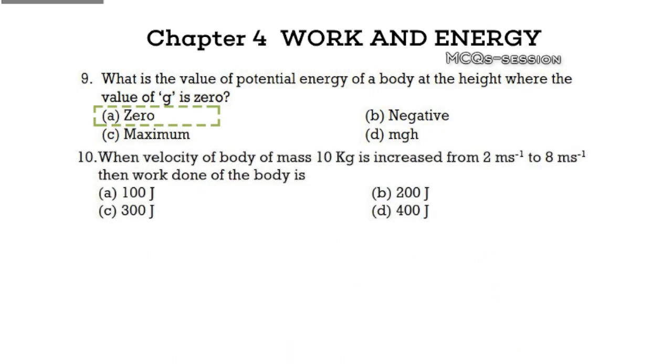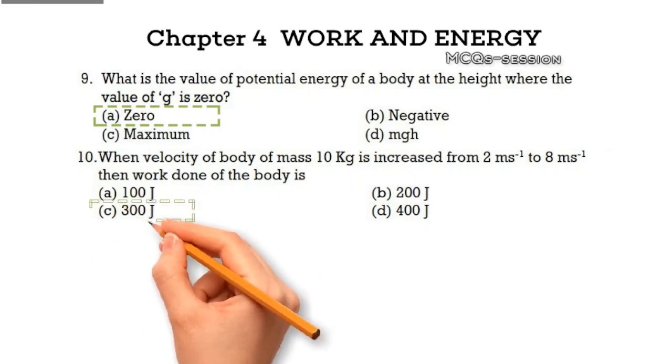When the velocity of a body of mass 10 kilograms is increased from 2 meters per second to 8 meters per second, what is the work done on the body? Options: A, 100 joules, B, 200 joules, C, 300 joules, D, 400 joules. Pause here and take your best guess. The correct answer is C.